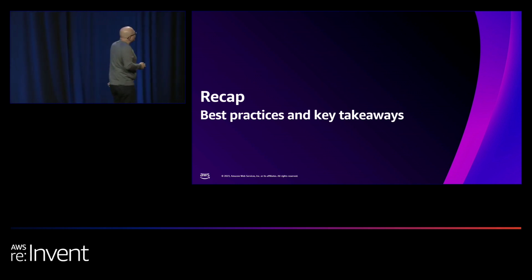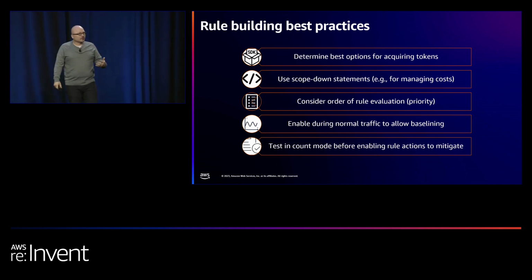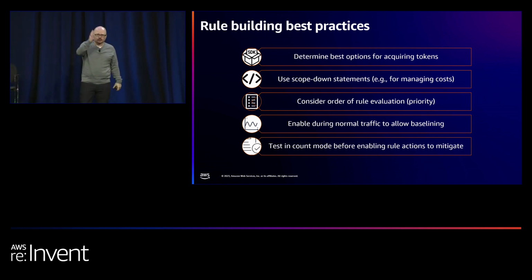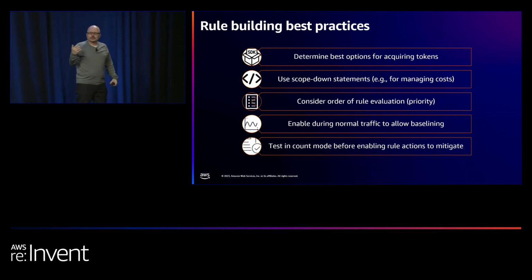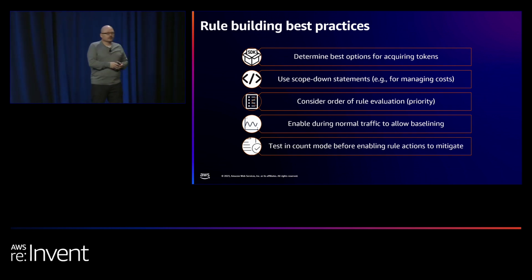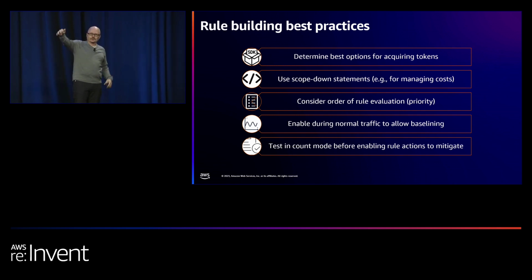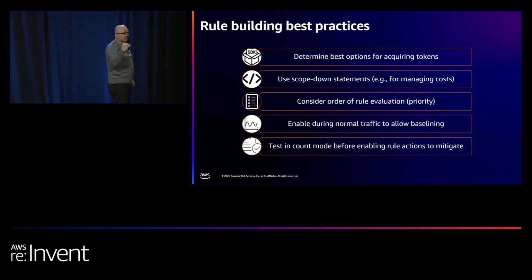So recapping. Determine your best options for acquiring tokens. As Nitin was saying, it's either going to be that redirect, no code. If you're working on a web browser, that's awesome. If you're using a mobile app, you want to have an SDK. Scope down statements for managing costs. So you want to be applying things in an order. You do cheap rules first because they're going to execute first. Then you do the more expensive ones down.